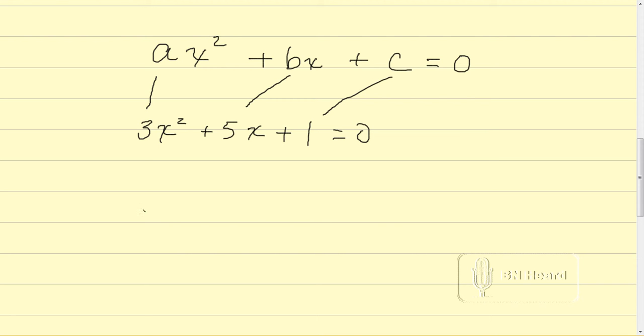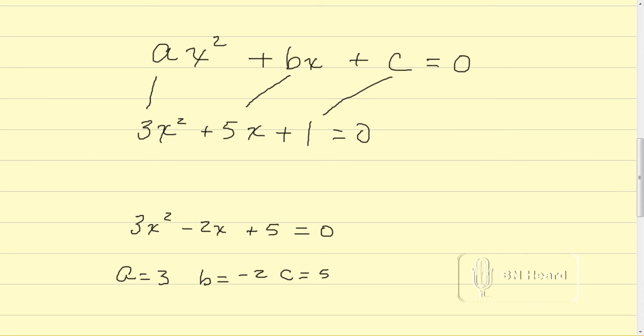You have to be careful with these though, because sometimes they'll have negative values. You might have 3x squared minus 2x plus 5 equals 0. In that case, my a would be equal to 3, my b would be equal to negative 2, and my c would be equal to 5. So it's not that tricky. Only thing that can give you a little trouble there is making sure that you get your negative values in.